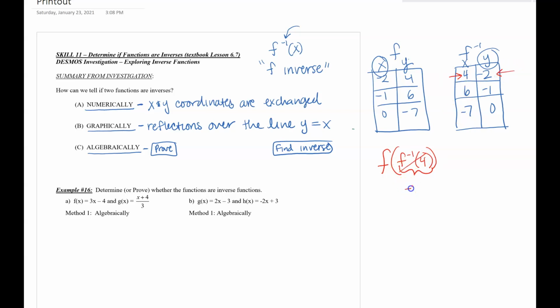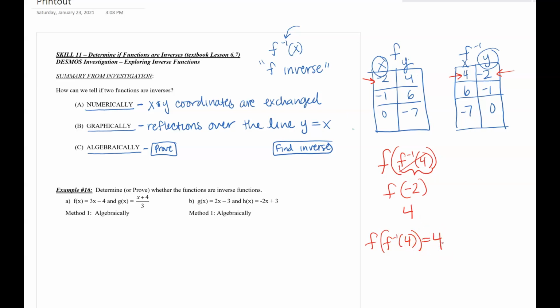That means this would get replaced with -2. And now you would be going to find f of -2. Here's a -2 input in the f function, and the output is 4. So this means f of f inverse of 4 is 4.